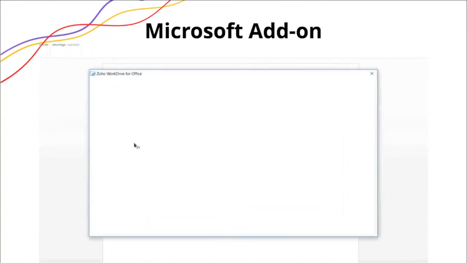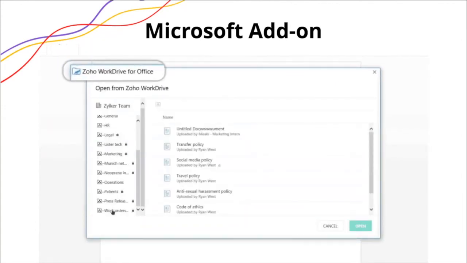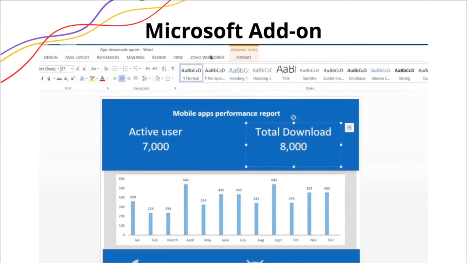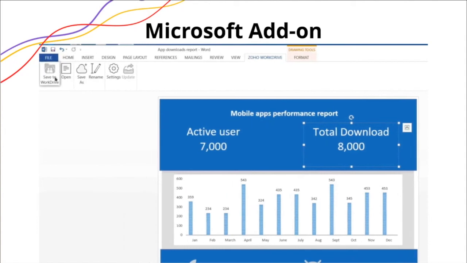And let's say you're comfortable using your Microsoft editors, which is Word, PowerPoint, and Excel, then you can still use your editors and save them to WorkDrive. So we have an add-on for that as well. You simply work on your editors and just say save to WorkDrive, and they'll be available on WorkDrive. Similarly, you can open files from WorkDrive.